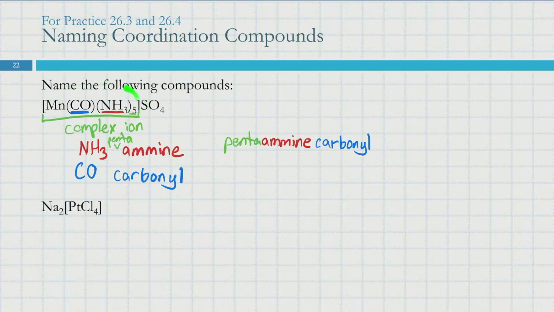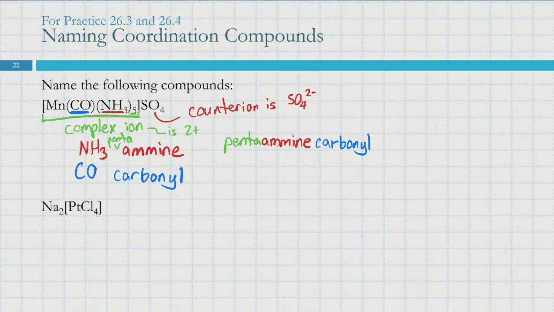So looking at this complex ion as a whole, is this going to be positively or negatively charged? What's our counter ion in this example? What's not part of the complex ion? SO4. Our counter ion is SO4. What charge does SO4 have as an ion? Yeah, 2 minus. So SO4 2 minus. That means that our complex ion is 2 plus. So we've got a positive complex ion.